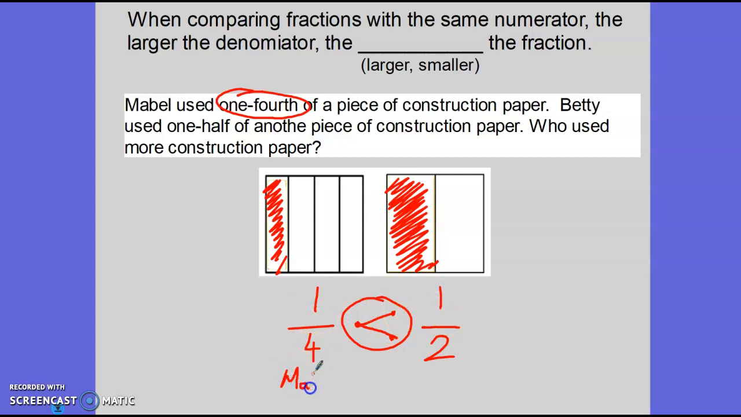This is how much construction paper Mabel used, and this is how much Betty used. So Betty is the one that used more construction paper here.